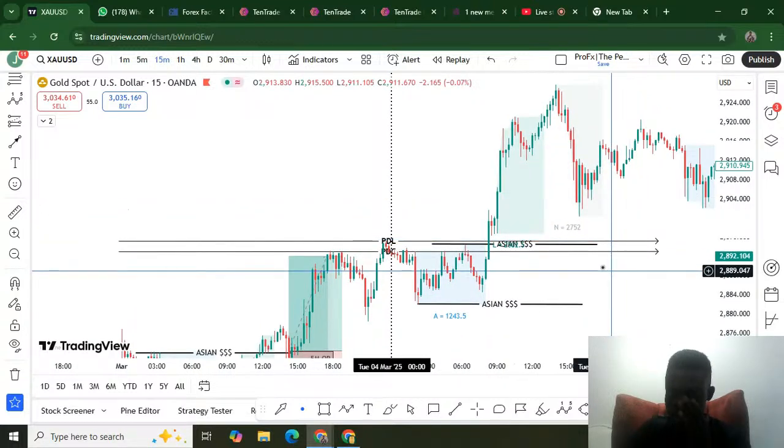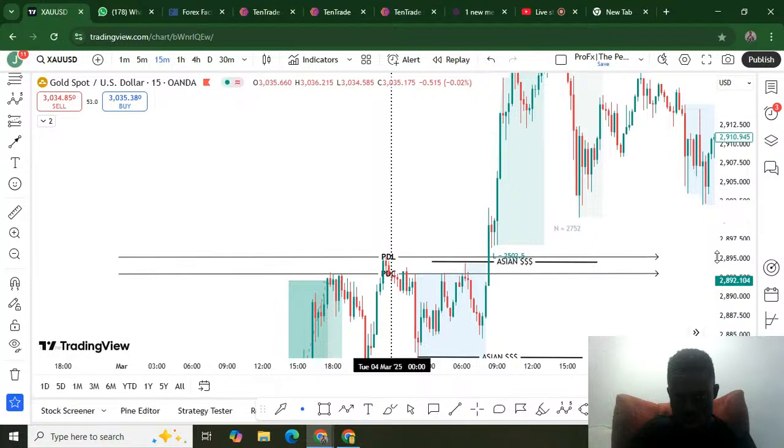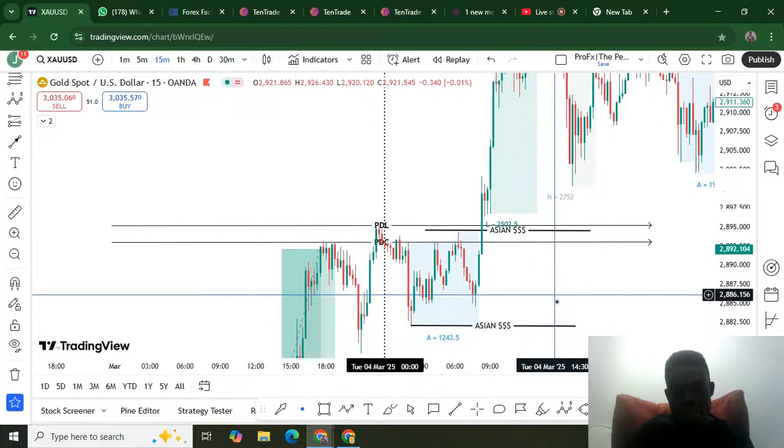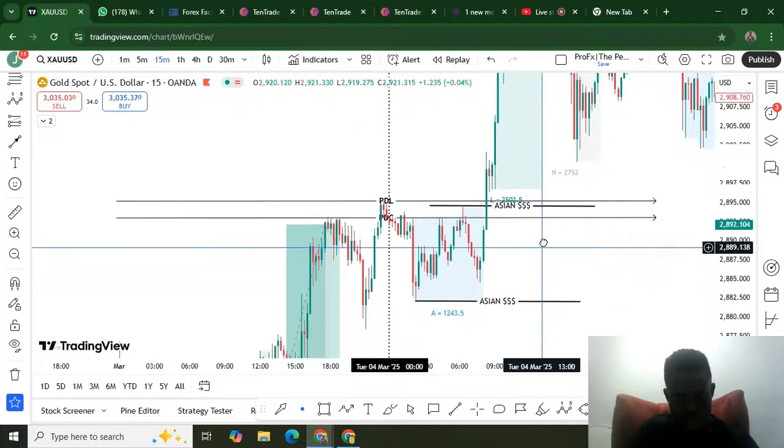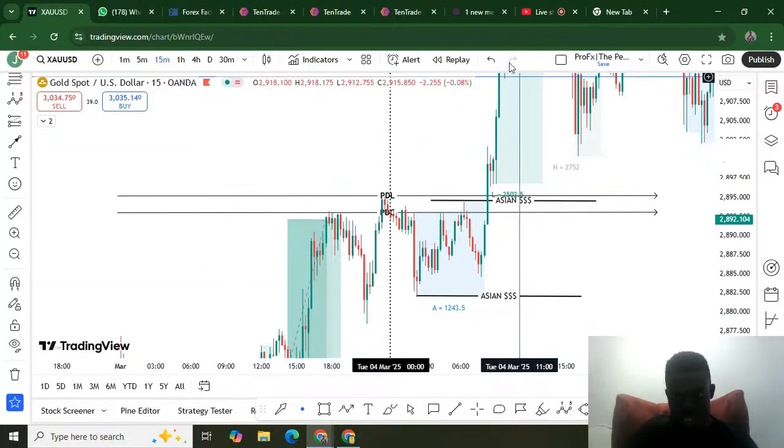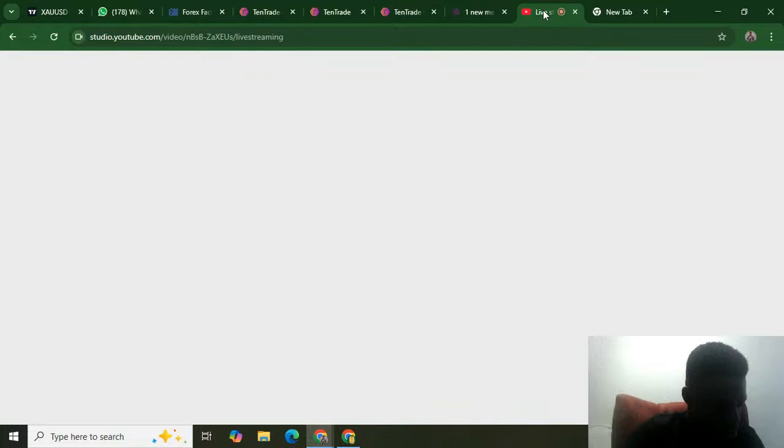So this is what we have, a breakout. Like I said, sometimes price might be too fast and you will miss out. No problem. So on 5 minutes, let's see how it plays out. Are we saying something?